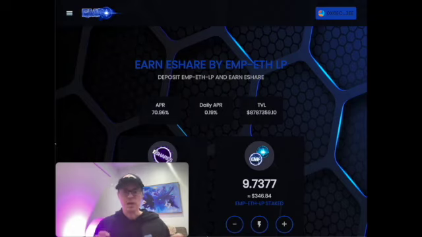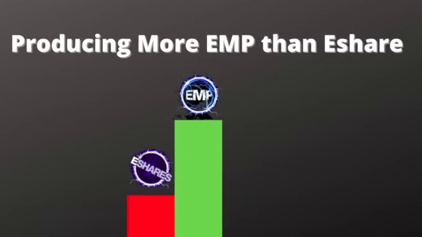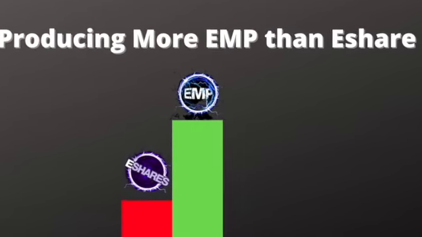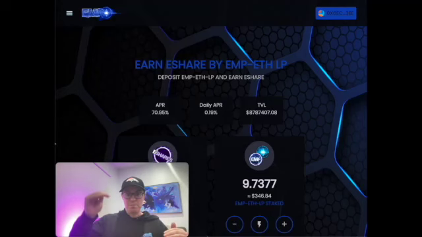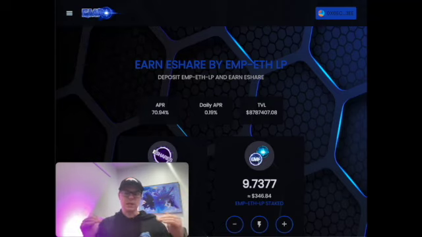So all the eShare emissions I was getting from the farms I was putting straight into the boardroom, and I was growing the boardroom and I'm printing EMP. And I'd been doing that for a number of months. As a result, my EMP emissions were far outweighing my eShare emissions. So this is how I became unbalanced. So I was growing more EMP and the eShare wasn't growing as quick. So therefore I couldn't sell off my eShares to match up with the EMP I had, so I ended up stacking it. So obviously I needed to make a change.